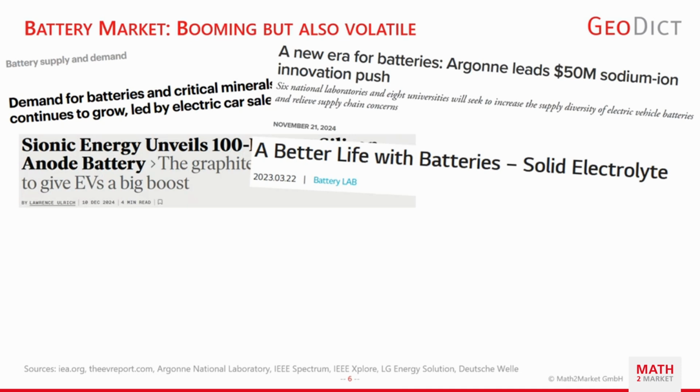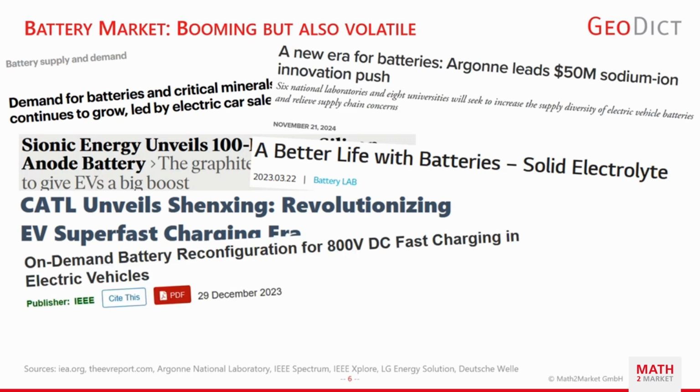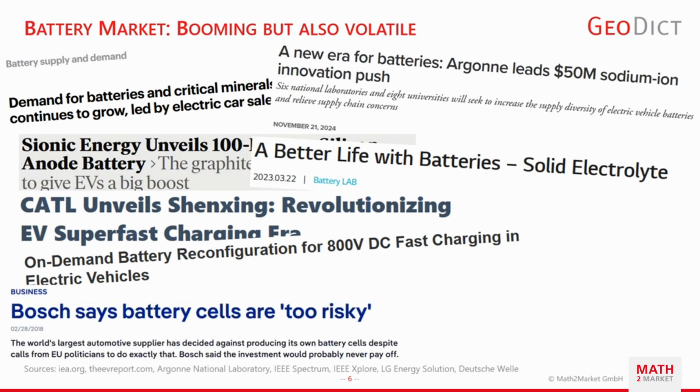And of course, also solid-state batteries are under investigation. They have some advantages, but also challenges. And then to get more practicability, people also try to go into fast charging and also high voltage battery packs. It's very booming, but as you can see, a lot of news and competition in the market. And some companies also say it's too risky. So that was an example from a company who said they don't want to go that step to really get into the market.